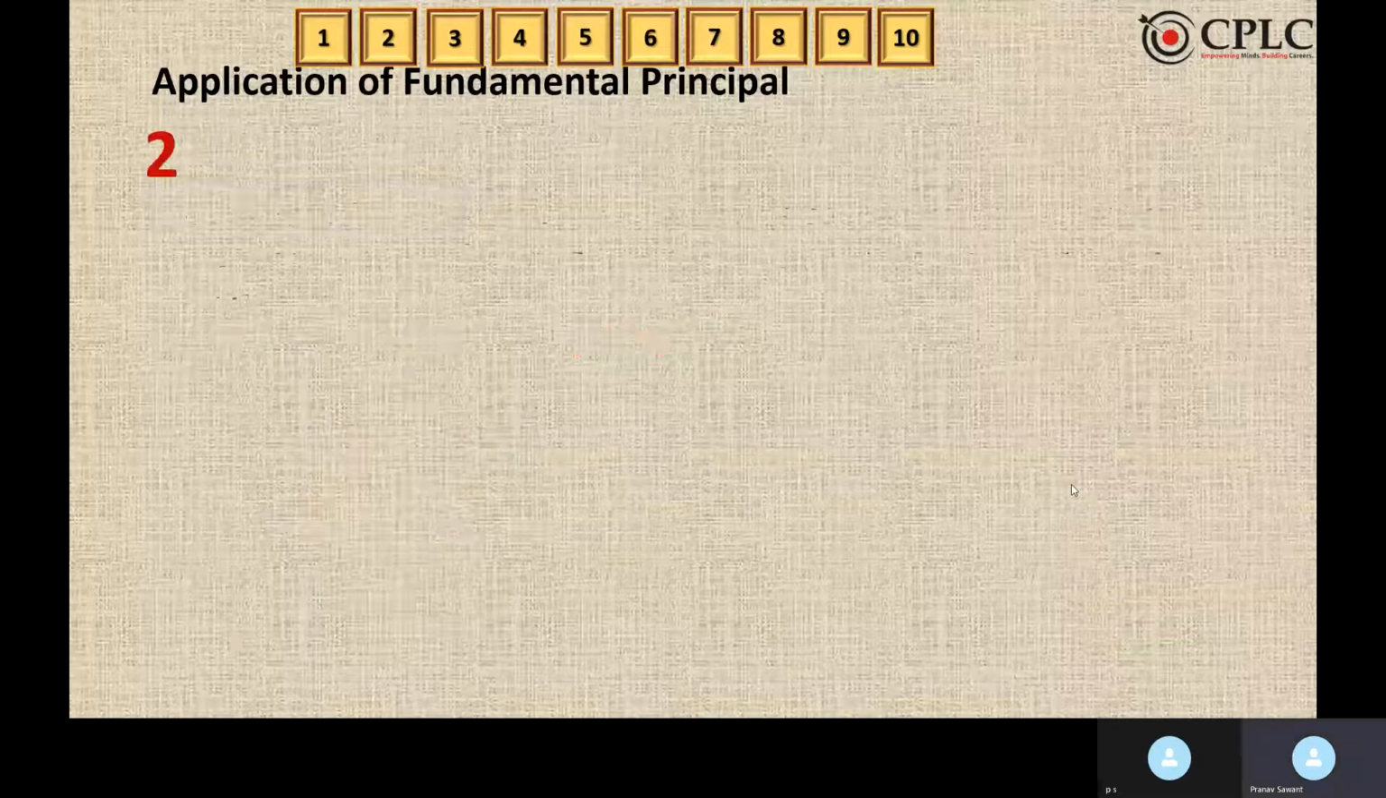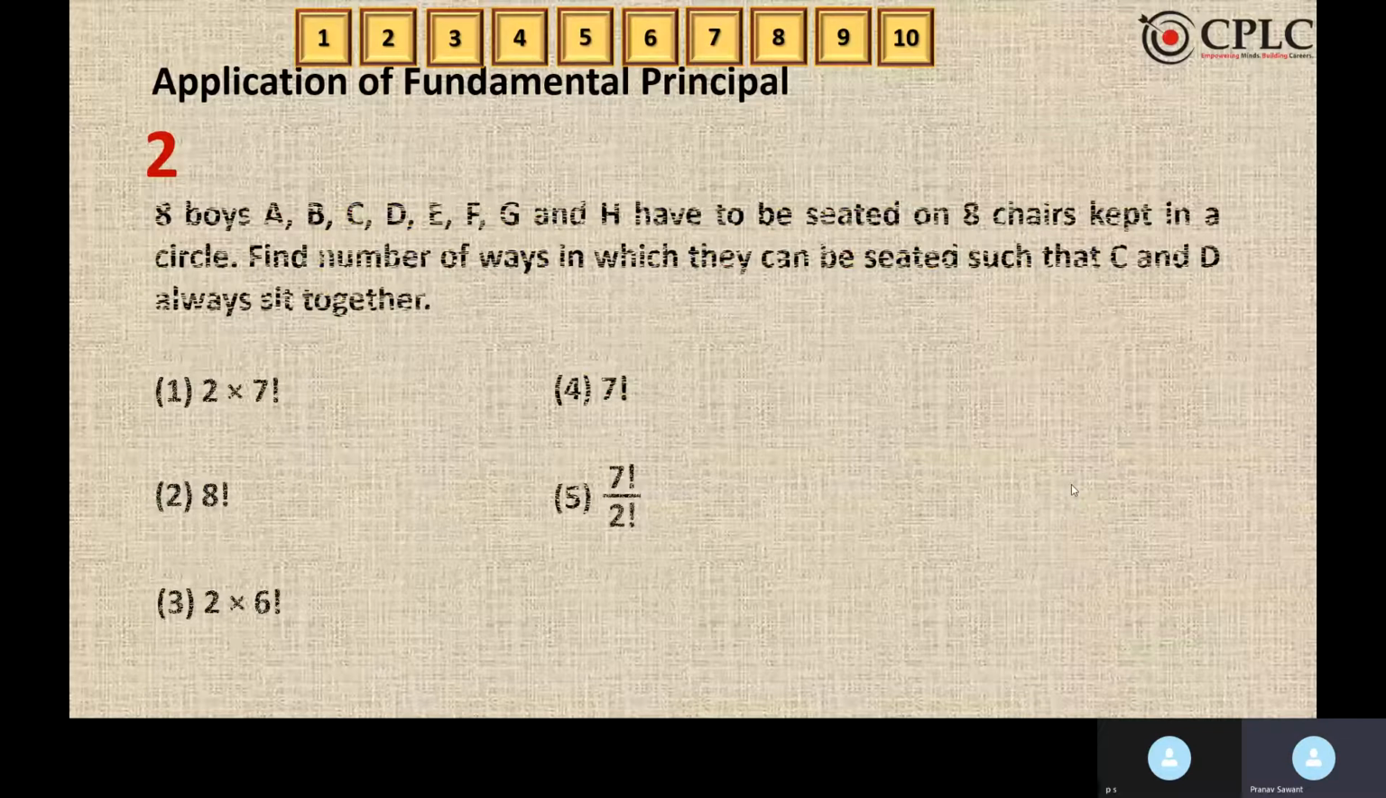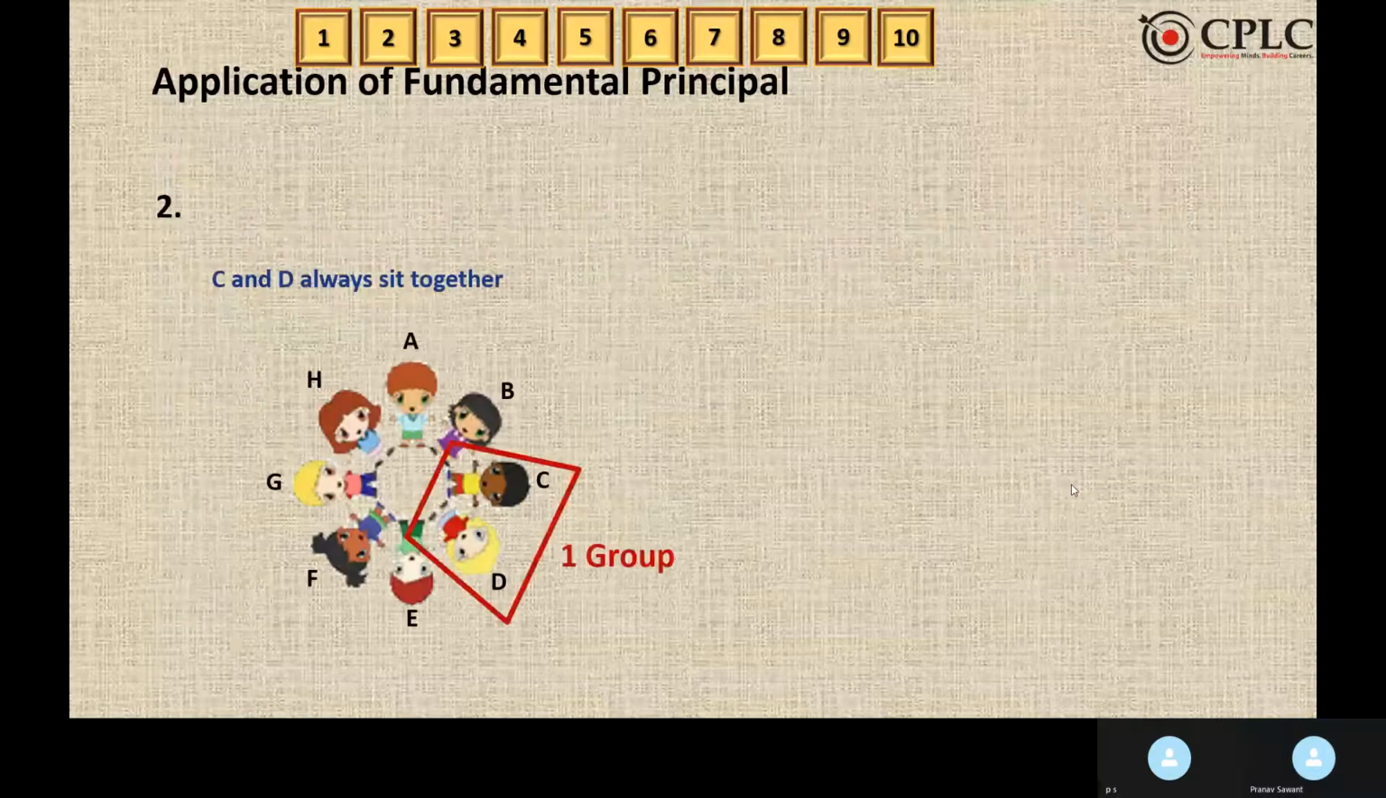Moving to the next question. 8 boys A, B, C, D, E, F, G, H have to be seated on 8 chairs kept in a circle. Find the number of ways in which they can be seated such that C and D always sit together. Over here, there's a condition. C and D are always sitting together.